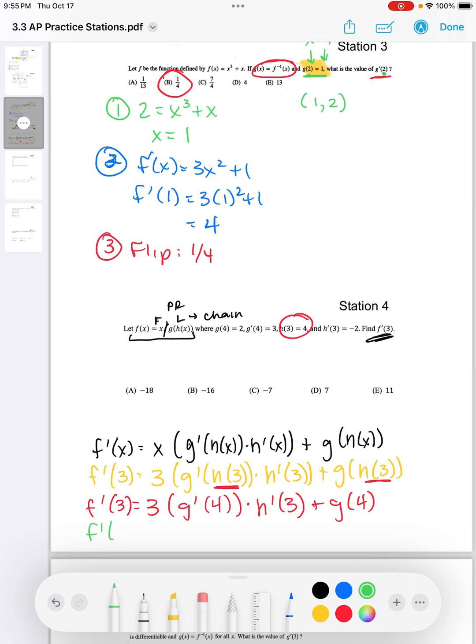So f prime of 3 is 3 times g prime of 4. g prime of 4 is 3 times h prime of 3. h prime of 3 is negative 2 plus g of 4, and g of 4 is 2. So 3 times 3 is 9 times negative 2. It's going to be negative 18 plus 2. And we get an answer of B, negative 16.